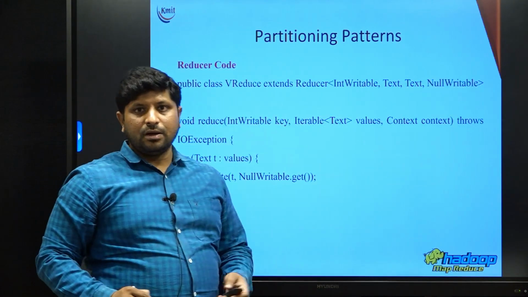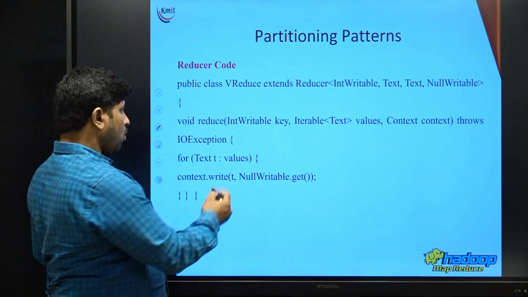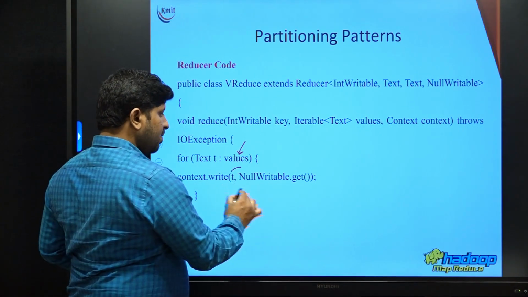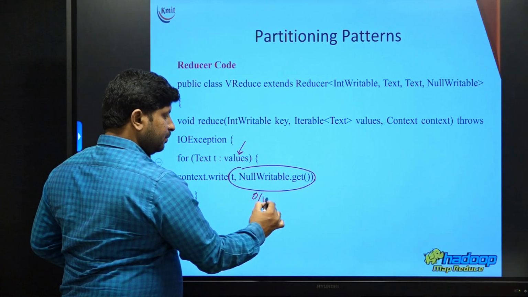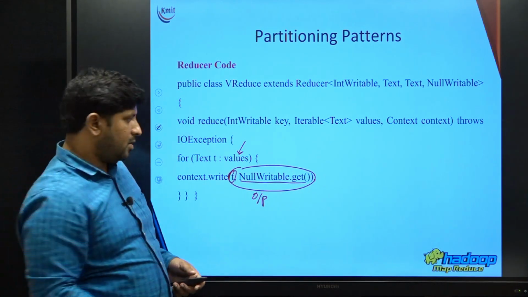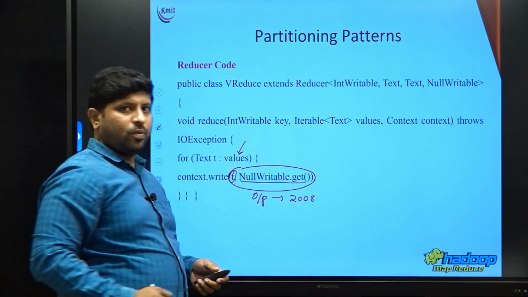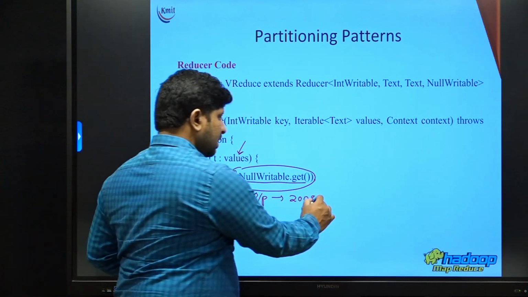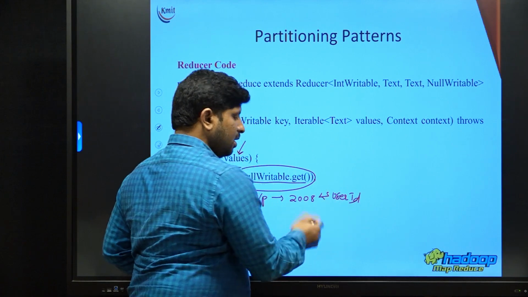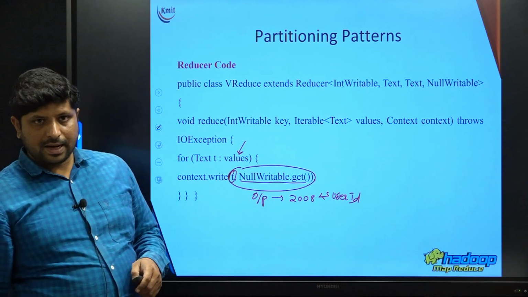And in the reducer, there is nothing much to work with. Whatever values it is receiving from the partitioner, it will write to the output file. Just the year and a NullWritable, nothing else is there, only the year is going to be appended in the output file, and the year as well as which particular user, in which particular year he has posted, will be written to your output.